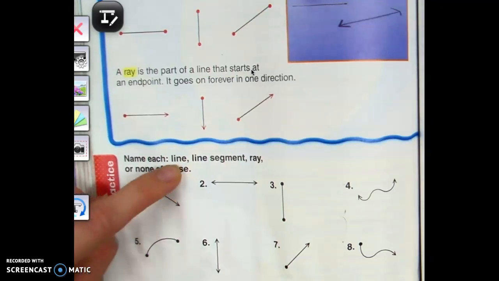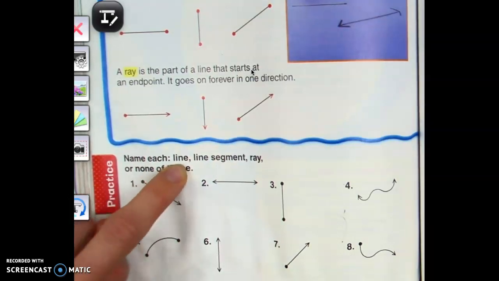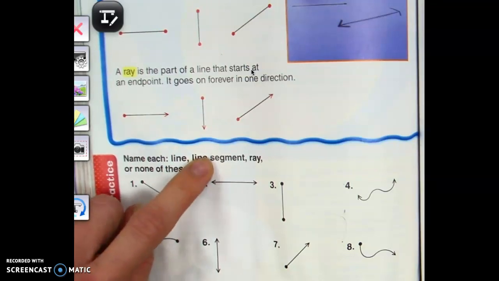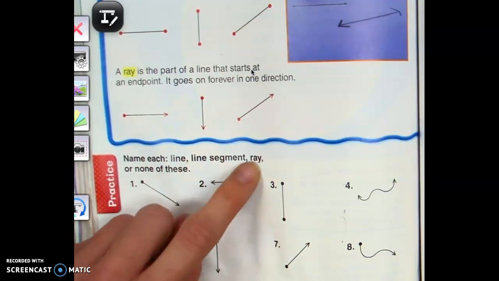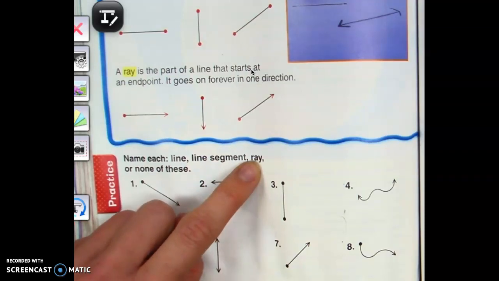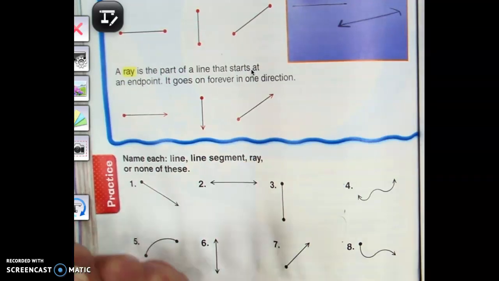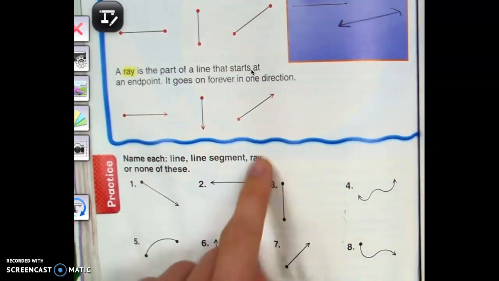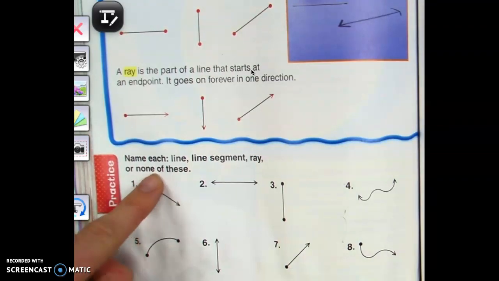A line is straight and it extends forever. The line segment is part of a line between 2 endpoints. A ray is part of a line that starts at an endpoint and extends forever. And none of these for the ones that don't fit any of those definitions.